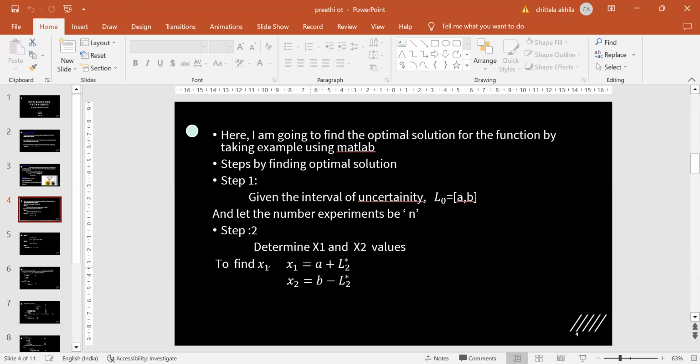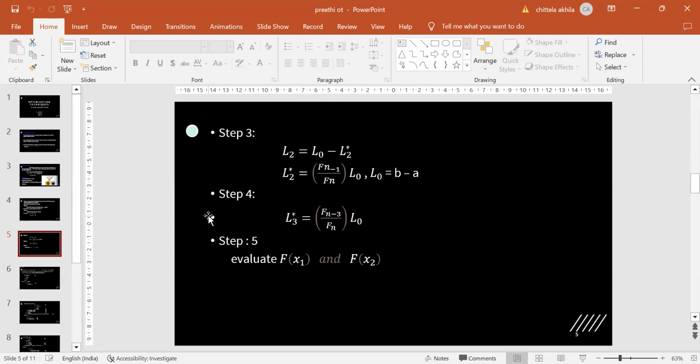Here we determine the x1 value and x2 value. How can we determine them? To find the x1 value, x1 equals a plus L2 star. First, find the length of the interval L0 equals [a, b]. To find L0, that is the length, we do b minus a. Then x1 equals a plus L2 star, and x2 equals b minus L2 star. These are the values. And then we go with L2. We have the initial value L0, which is b minus a, the length of the interval.